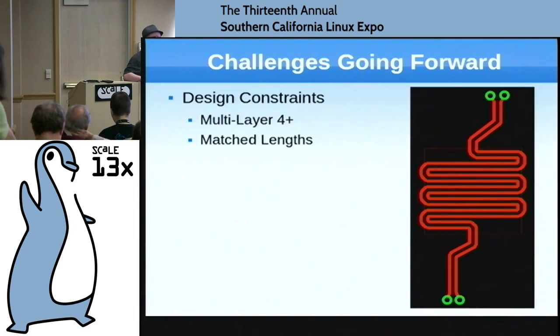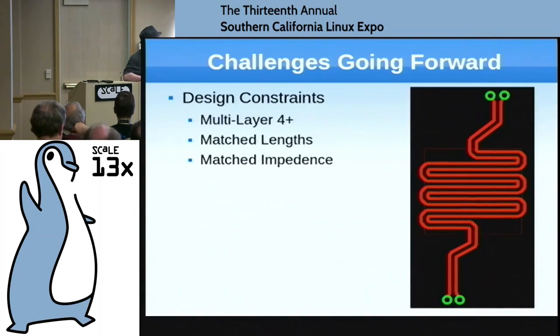But going forward with the more complex things such as USB, PCI Express, HDMI, DisplayPort, all of these high-speed signals that are often running at multiples of 100 megahertz or sometimes even in the gigahertz range, matched lengths really matter. Again, most of the tools that are free to the maker community do not support easy routing of matched lengths.